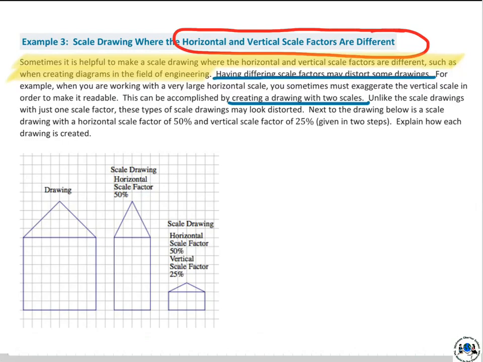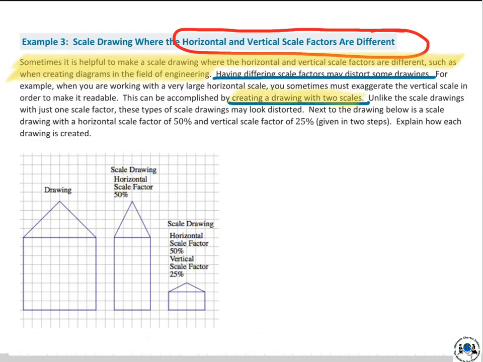Enough questioning. Having differing scale factors may distort some drawings. See, and this is why I think it's not usually a good idea to do this, because it can indeed create some distortions. For example, when you are working with a very large horizontal scale, you sometimes must exaggerate the vertical scale in order to make it readable. I'm not quite sure what that means. Anyway, this can be accomplished by creating a drawing with 2 scales, and that's the point here, and that's what we are about to do.